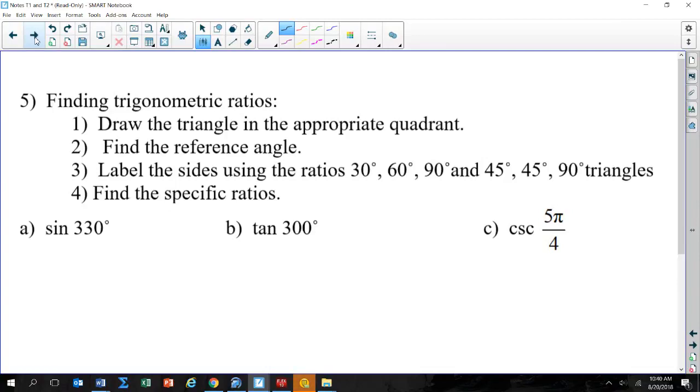So I want to do a couple with you. If you already have your unit circle memorized and you know all of those points around the unit circle, you do not have to draw me a picture. But I have found that people have more success if they do show some work on the quiz. So here's the process we're going through. 1, draw the triangle in the appropriate quadrant. 2, find the reference angle. 3, label the sides using those special right triangle ratios. And 4, find the specific ratios. So let's start with sine of 330.